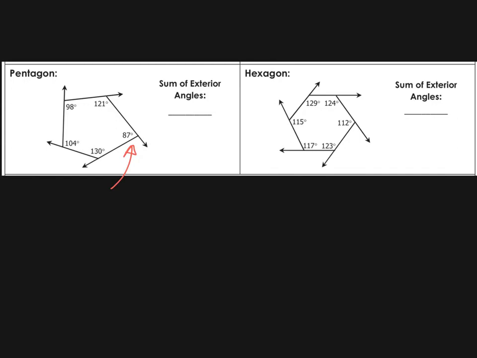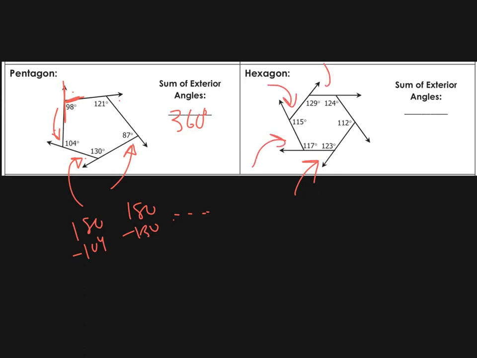First, you figure out what all these angles are. Remember, they're a bunch of linear pairs. So 180 minus 104 and 180 minus 130 and so on and so forth will get you all those angles. And then you need to fill these out before you come check in with me. When you do that and you add them all up, you're going to realize that yes, they add up to be 360. Here too, find all of these exterior angles, fill them all in, then add them all up and confirm that you're getting 360.